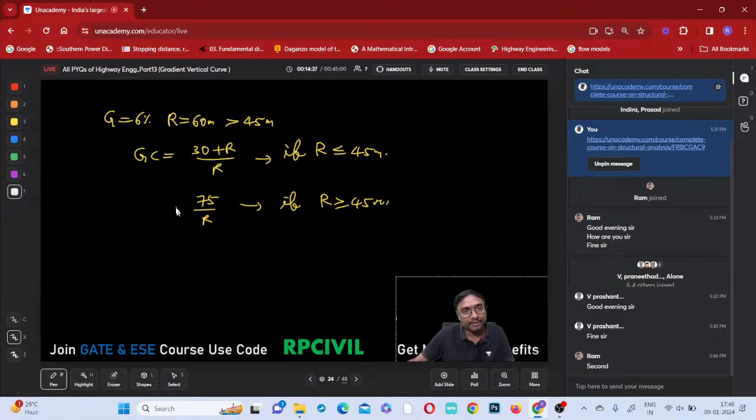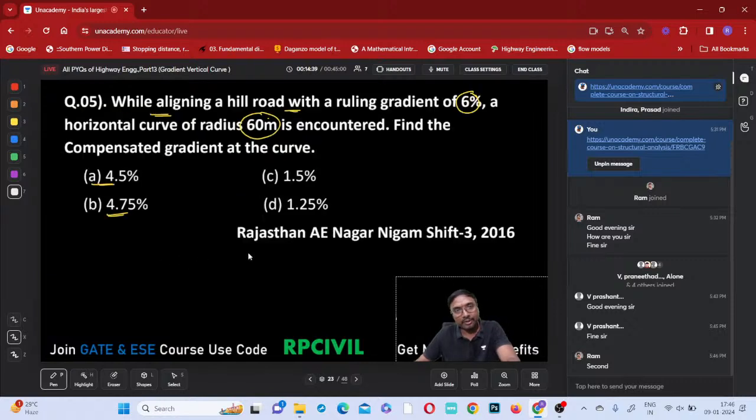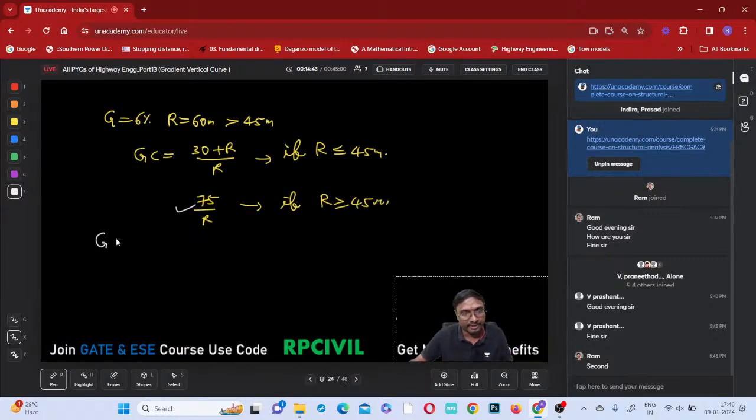So what is it? Which formula do we have to use? This formula, na? Now what is it that you are asked to identify? Find the compensated gradient, right? First we need to find out the grade compensation, right? What is the grade compensation?